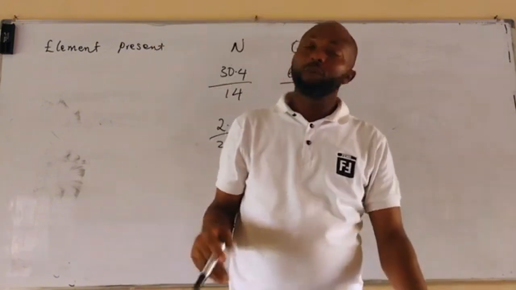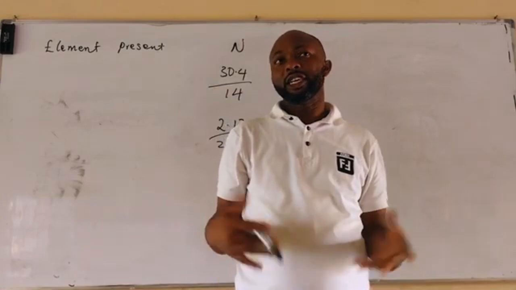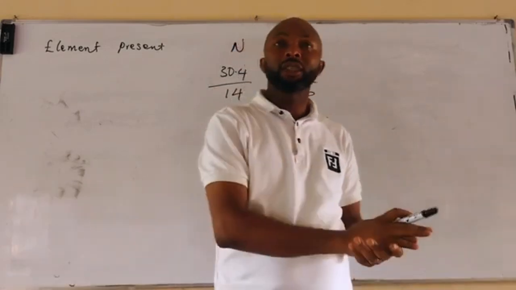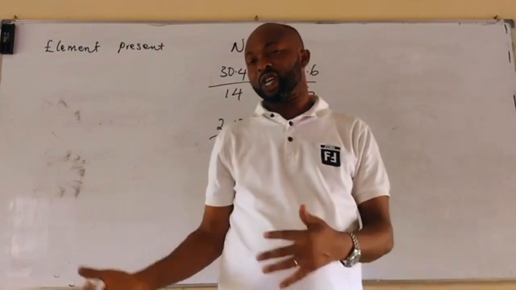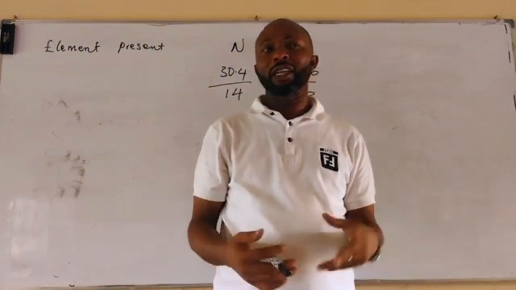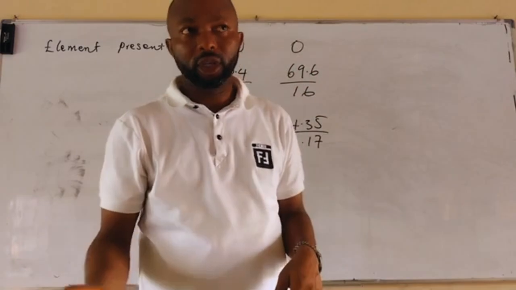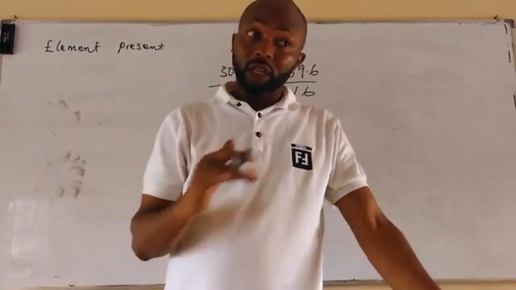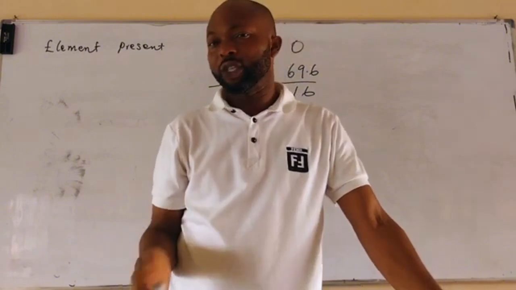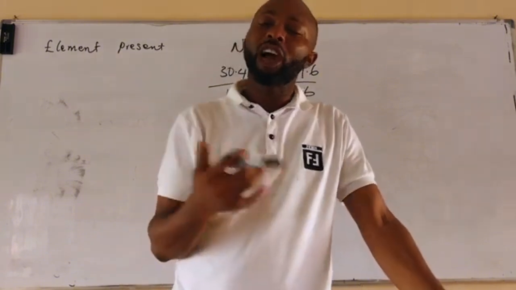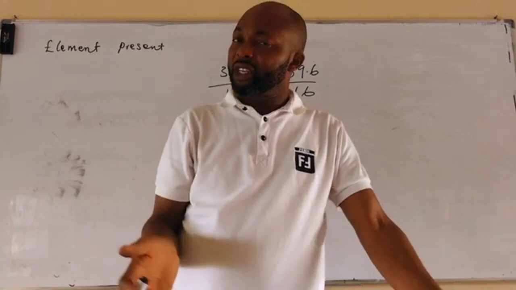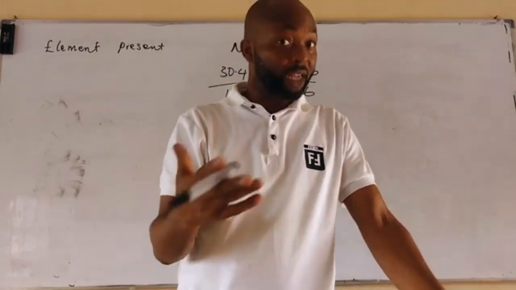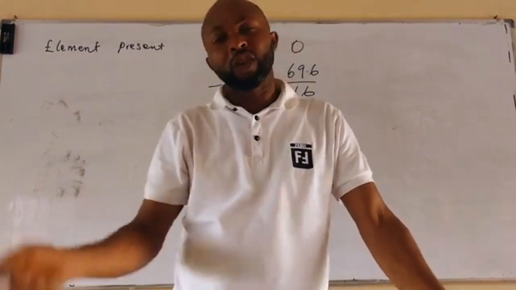So empirical and molecular formulas help us apply the relative molecular mass to the empirical formula in order to get the molecular formula. We must have the empirical formula first before getting the molecular formula. If we follow the procedure perfectly, we don't have any issue. If we have 1.5, you don't leave it like that; multiply all through by 2. If we have 1.33, multiply by 3, and so on.